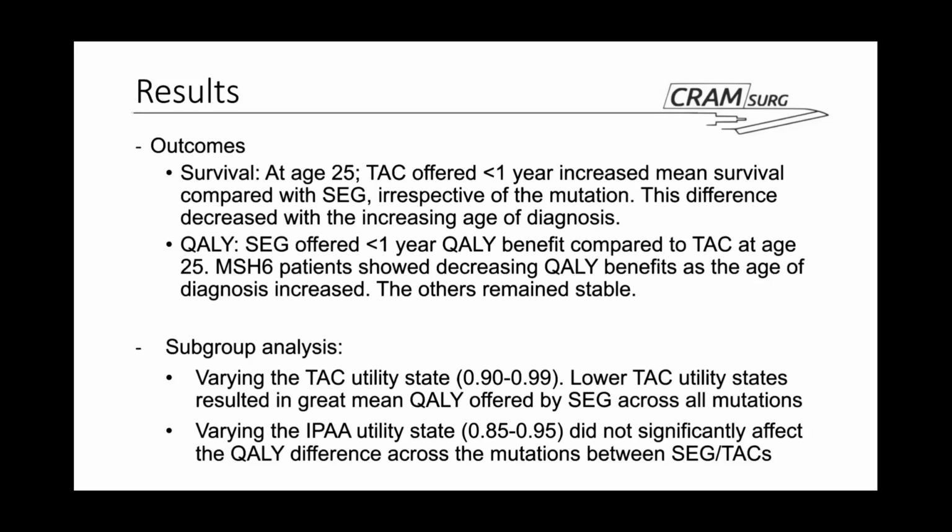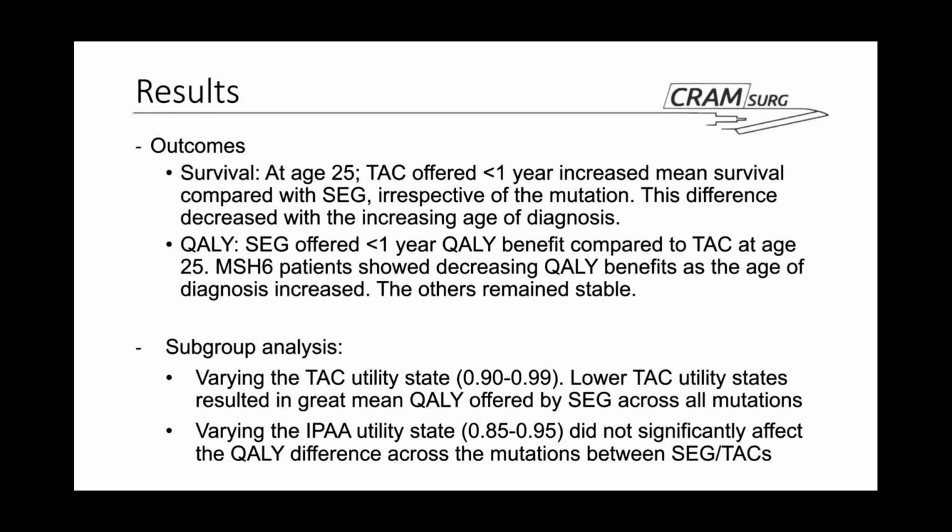In terms of subgroup analysis, we didn't really touch on this in the methods, but essentially they varied the utility state for the different operations to represent how patients might perceive their outcomes to be, or their quality of life to be different, depending on how they've had the operation, how they perceive their quality of life after. So they varied that between 0.9 and 0.99 for abdominal colectomy, a total colectomy, and they kept segmental colectomy at 0.99, and IPAA, they varied that between 0.85 and 0.95.